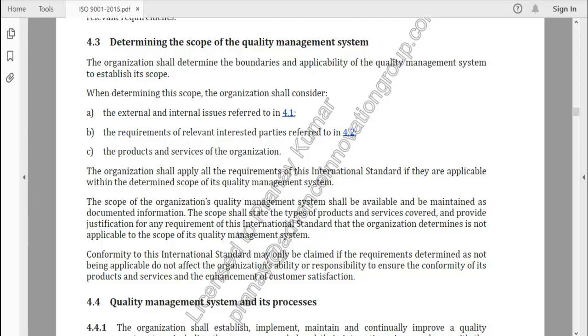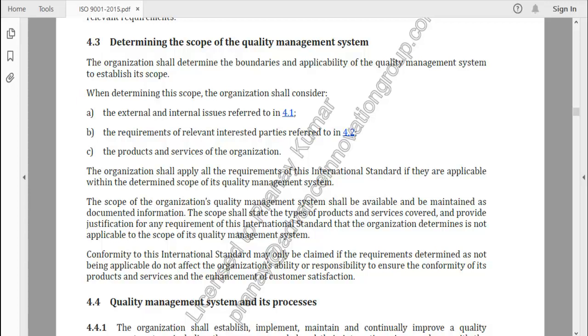Through this video, we shall work at understanding clause number 4.3, determining the scope of the quality management system. While in pursuit of ISO 9001 implementation or audit, one of the clauses of paramount importance will be clause number 4.3. Let me first read this through and then we can talk about it.